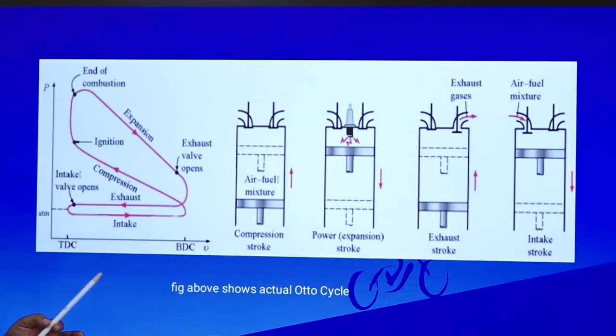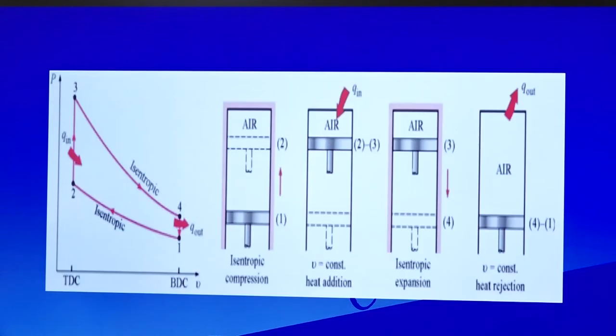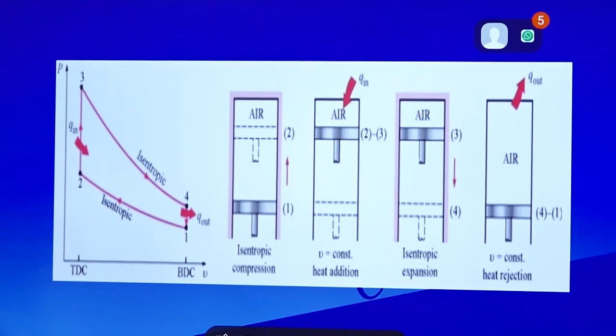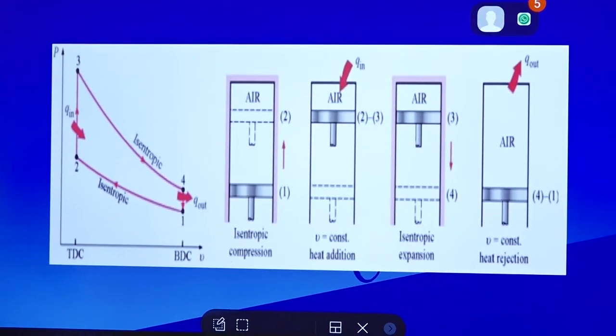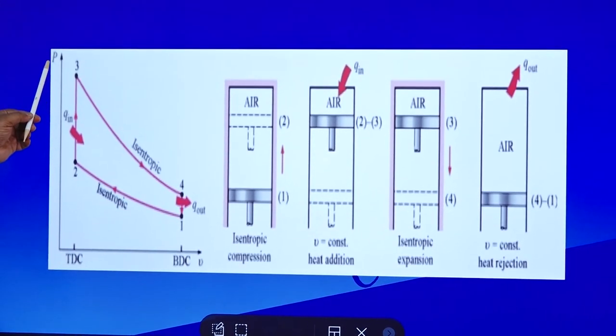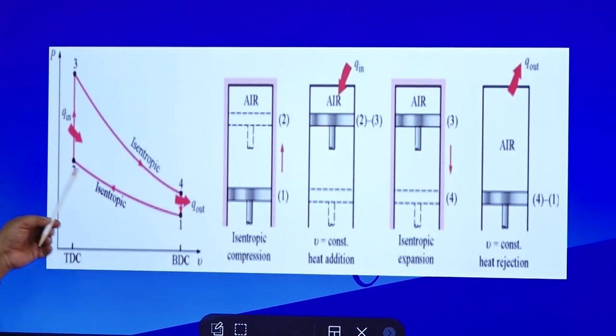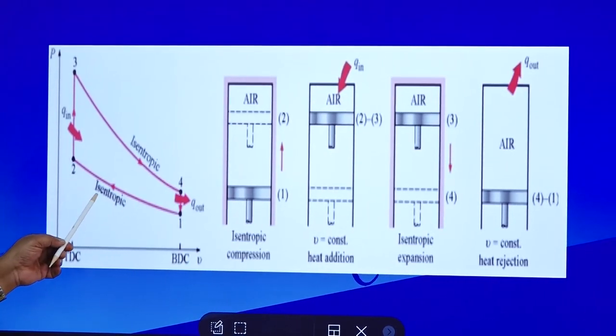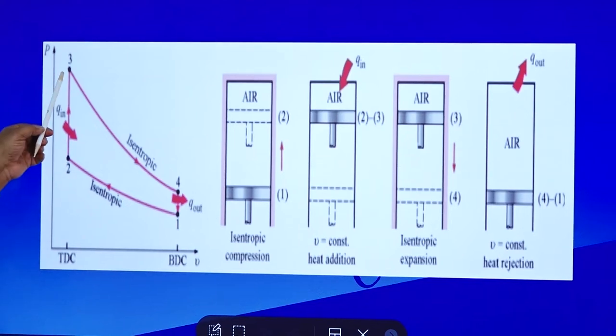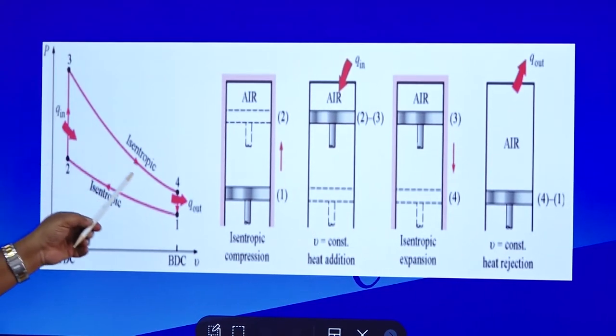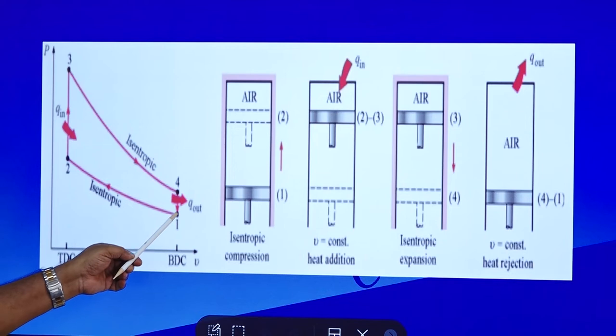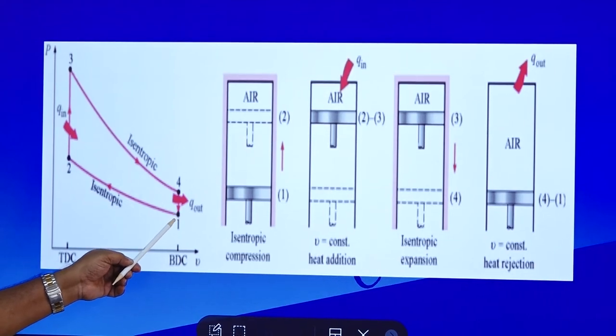So this is a simple explanation of the Otto cycle, just the concepts. This is the PV diagram for the Otto cycle. You can see here that 1 to 2 is isentropic compression, 2 to 3 is heat addition, 3 to 4 is the expansion process, and 4 to 1 is heat rejection.